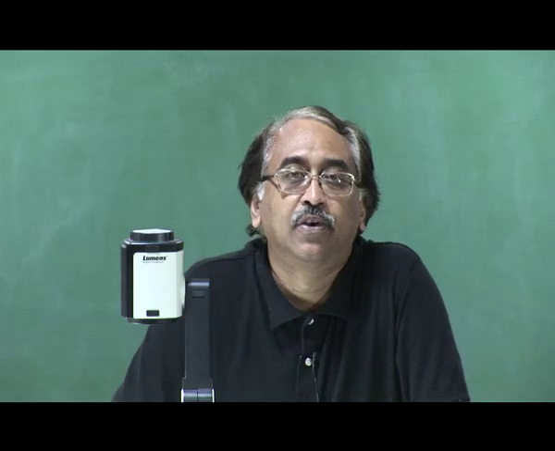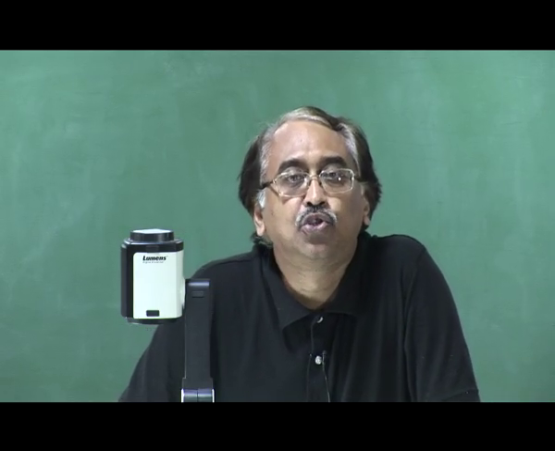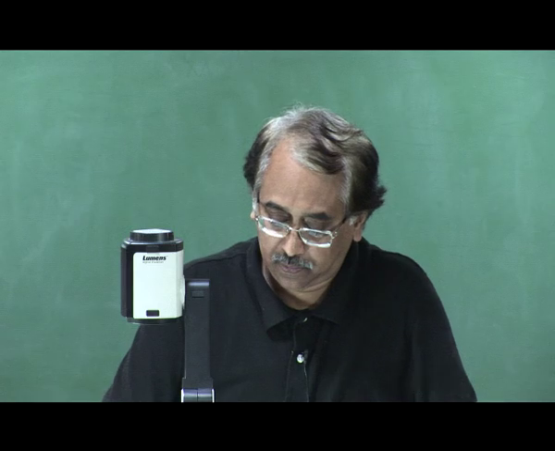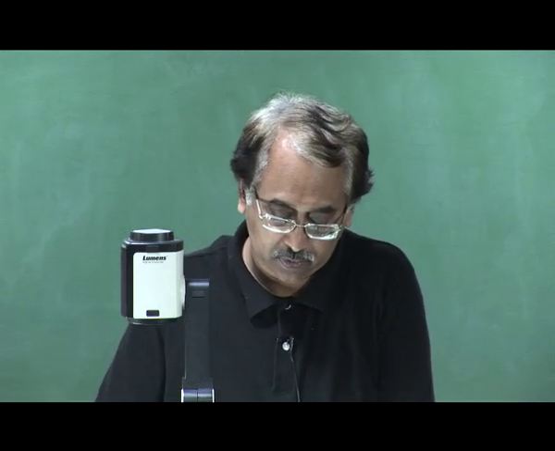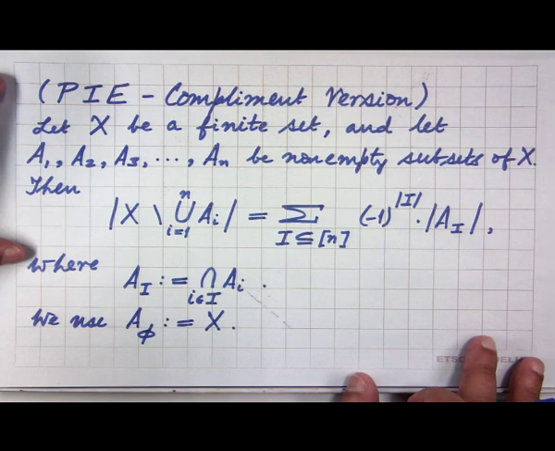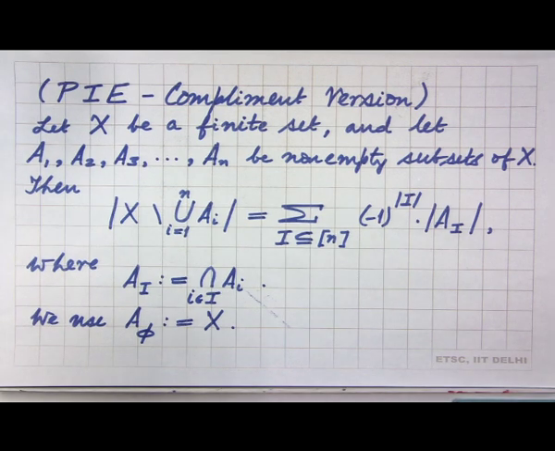Let me begin with the example of determining the number of onto mappings from an m set to an n set. Before I do that, let me remind ourselves as to the formula that we used from lecture 1. This is the PIE of the complementary version. Let me read this out to you to remind myself and remind us as to how we are going to apply it. So let me read along.